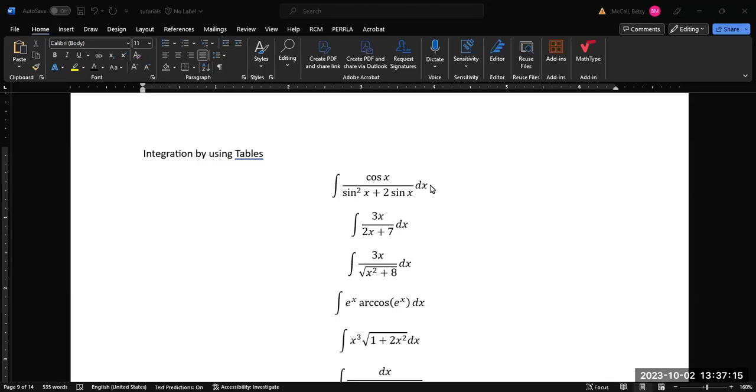All right, so we're going to look at some examples of using integration tables in order to complete some example integrals. And so I've put up a couple here, and we're going to just go through them. I have a table of integrals that I'm going to use.